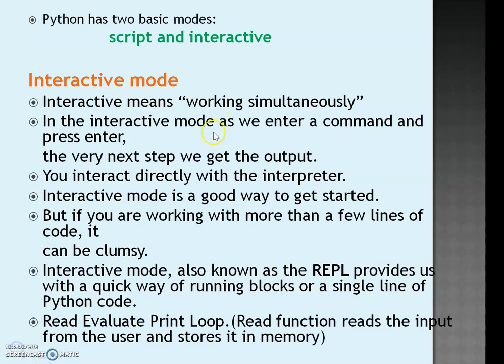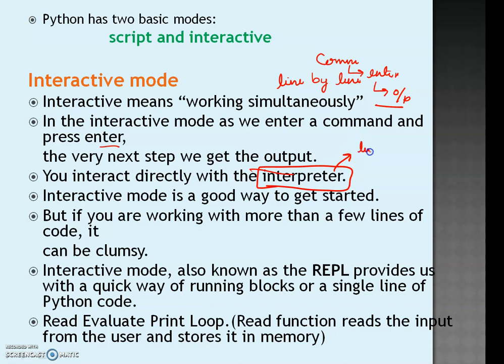It means when you enter a command and press enter, the output gets displayed immediately. That means it's like a line by line execution process. Once the command is given and you press enter, on the next line the output gets displayed. So this is about the working simultaneously process. Here you interact directly with the interpreter. So what is this interpreter? In one of my video lectures, I already spoke about this concept. The interpreter is something where the execution process happens line by line.